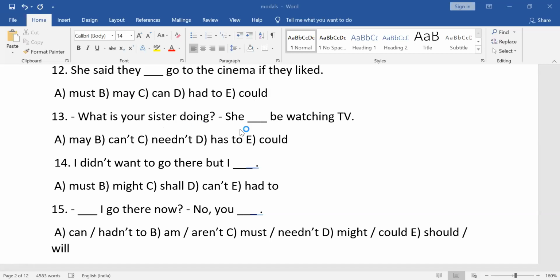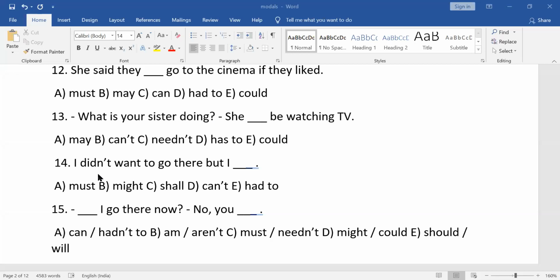What is your sister doing? She dash be watching TV. You guys gave me what? 13th one. What is her answer? She can be? No, no. What is she could be? She could be. Okay, we have a problem with could usage. Chances. Could.